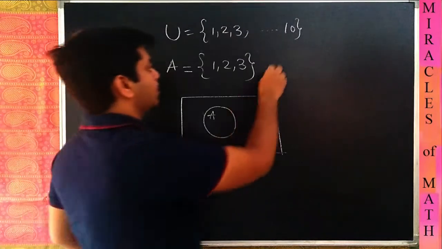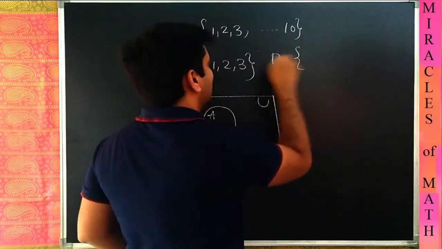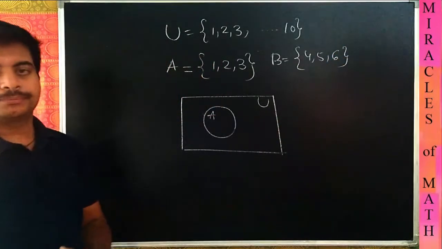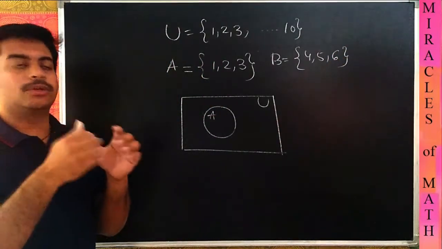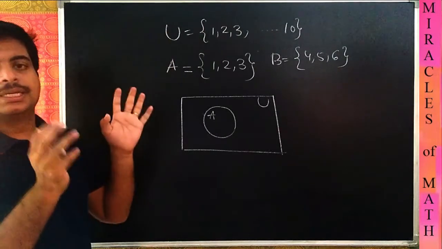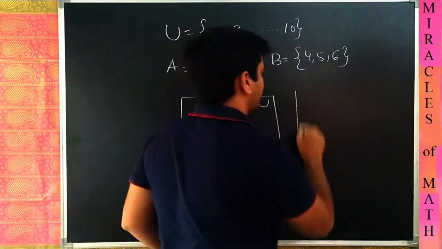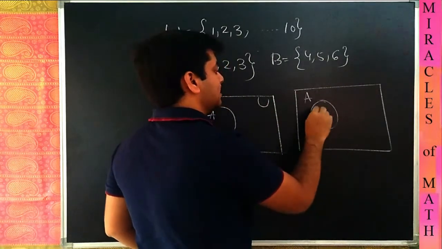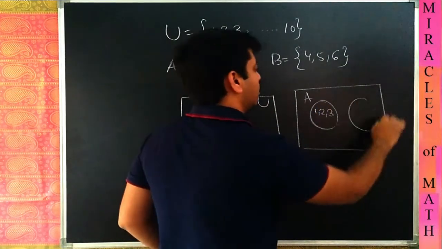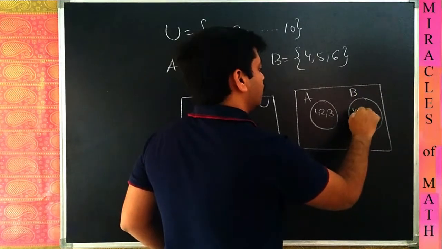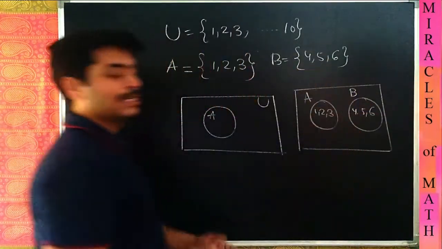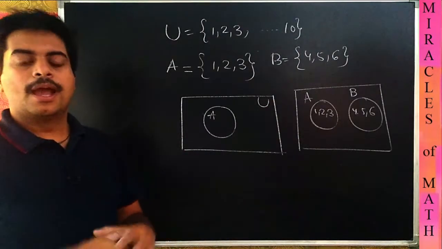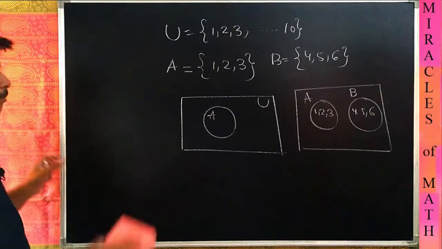Let us now see, we have one more set, that is 4, 5, 6. Now you have 2 sets with you. Both of them you should include in the same universal set, in the same box. So I will keep A here, which has 1, 2, 3, and B here, which has 4, 5, 6. So this is one kind of representation of a Venn diagram. Let us move to some more applications here.